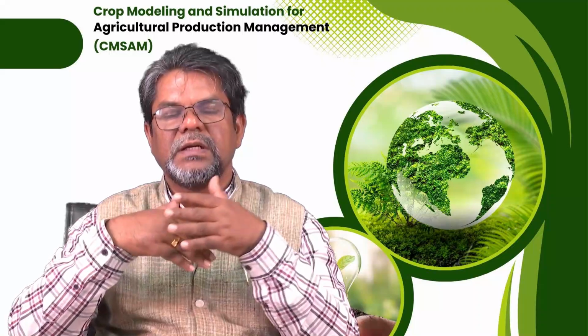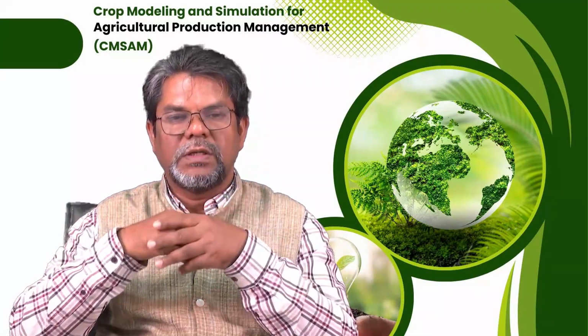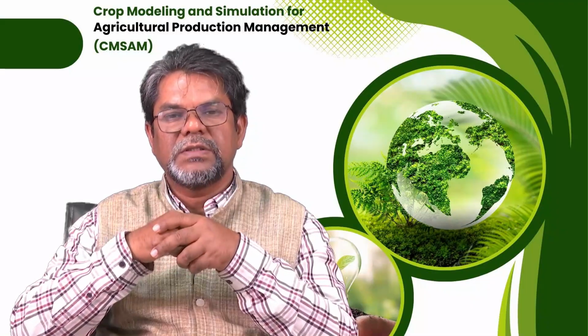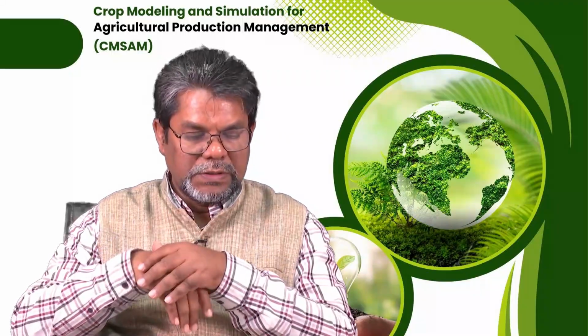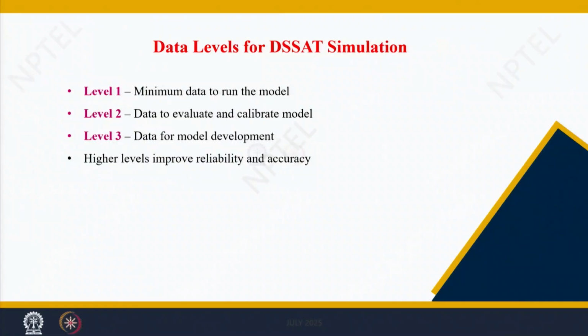So, this time series data and the A data, the single stage event data, are the input to the crop models, and this is used for the calibration of the model parameters and also evaluation of the model performance. So, we will discuss what the data labels are that are used for the different operations in the models.